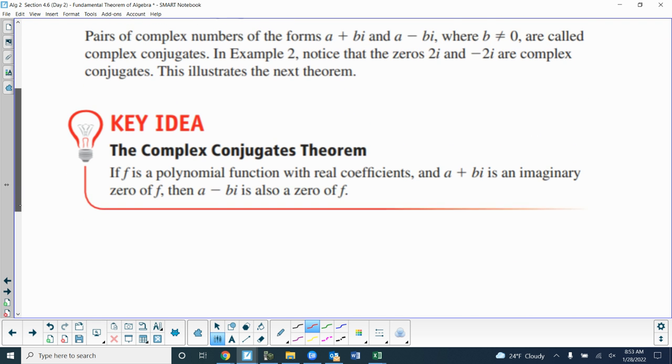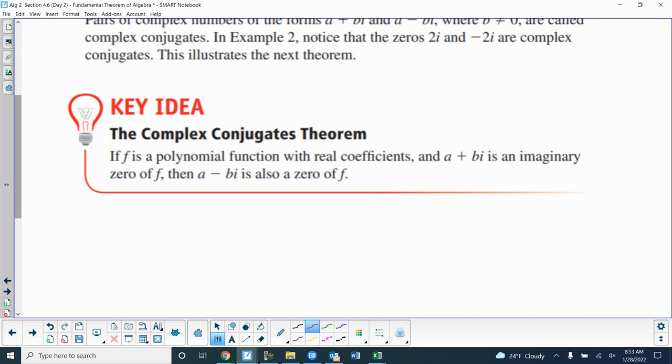Okay? So if f is a polynomial function with real coefficients and a plus bi is an imaginary zero of f, then a minus bi is also a zero of f. What they're saying there is, if like 2 plus 3i is a zero, 2 minus 3i is also a zero. They come in pairs. If negative i is a zero, then positive i is a zero. Okay? They always come together. Same thing with radicals. If I had radical 2 as a zero, negative radical 2 is also a zero. If I had 3 plus the square root of 5, 3 minus the square root of 5 is also a zero. Okay?